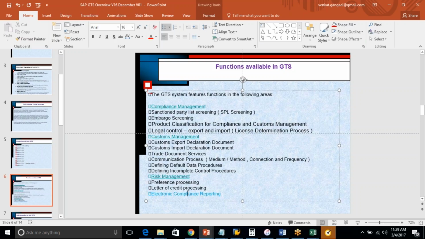So this electronic compliance reporting was designed especially for the European Union. I will tell you why. Basically, in the European Union, at the end of every month, or you can say the first week of every month, each and every client is supposed to submit the statistical report, the statistical data of export and import volume for the previous month.